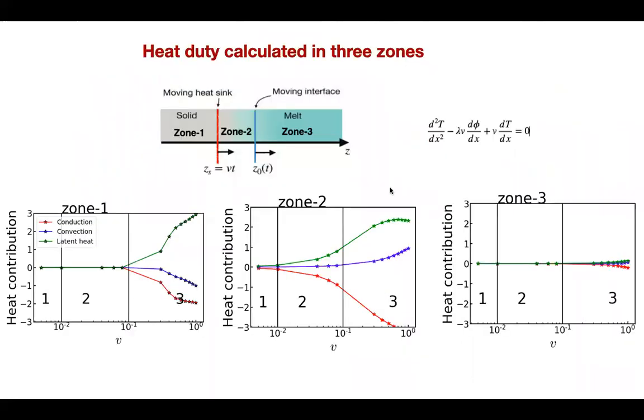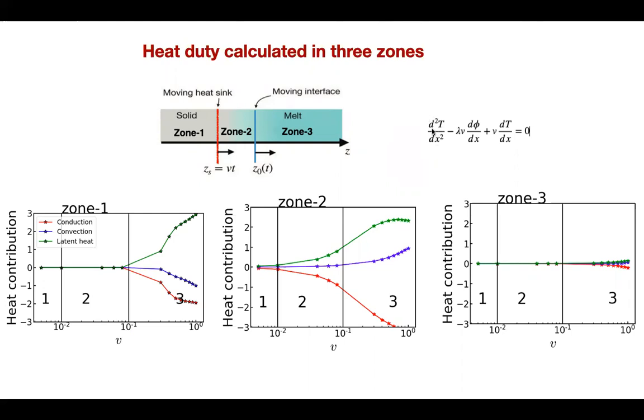We have also calculated the heat balance or heat duty in the entire domain. For that, we have divided the domain into 3 zones. Zone 1 is the region to the left of the sink, zone 2 is between the sink and interface, and zone 3 is from the interface to the right side boundary. So in all these 3 zones, we have integrated this heat balance equation and calculated each of these terms.